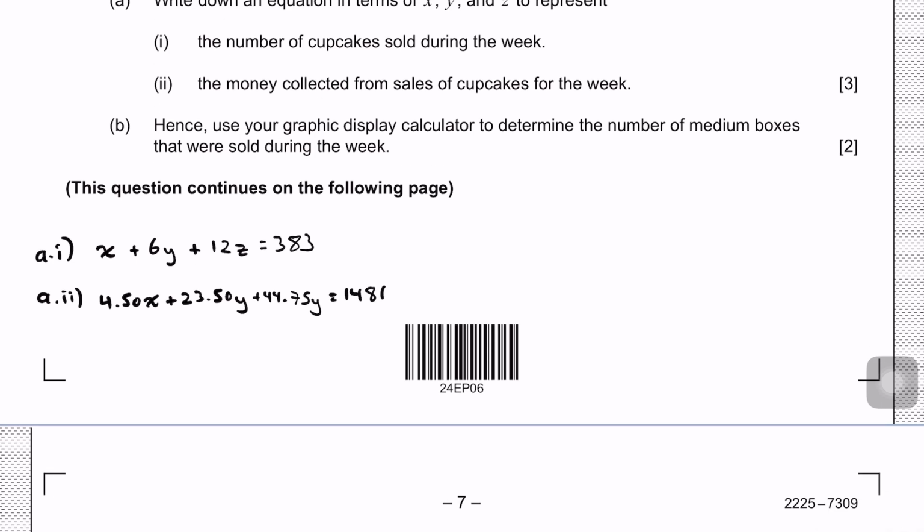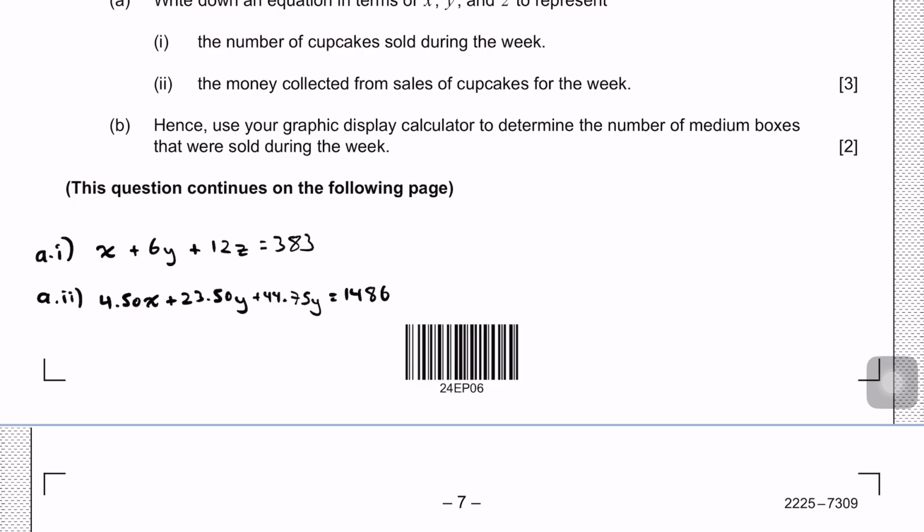$14.86. Just wanted to clean that up a little. To explain it once again, $4.50 for every small box, $23.50 for every medium box, and $44.75 for every large box, totaling $14.86. All right, and last part of a systems of equations question.